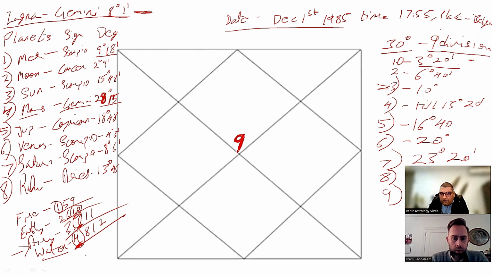4, 5, and 6. So first we make the complete chart. Then we know that we have to count three starting from the fourth sign, which is 1, 2, and 3. So Mercury goes here.